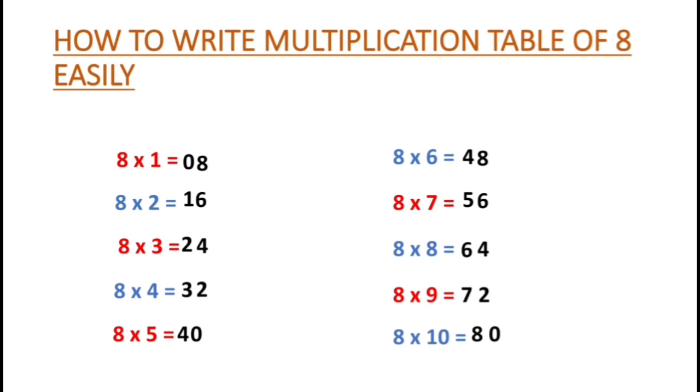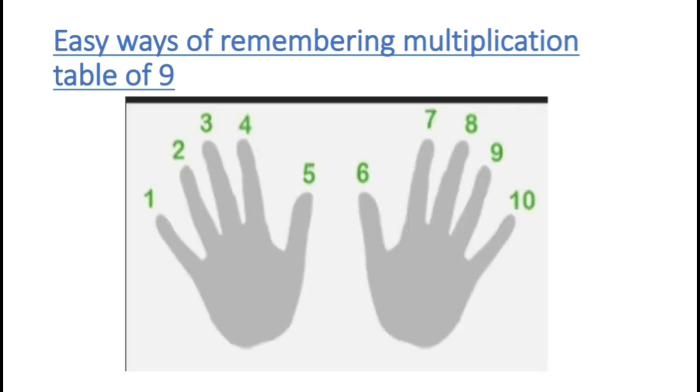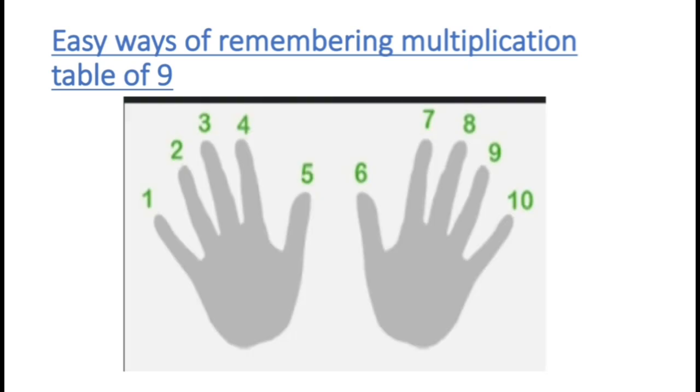Now let us see the first method of writing the 9 table. Using our fingers we can write the 9 table. We know we have 10 fingers, 5 in each hand. Now using our fingers, let's see how we write it.